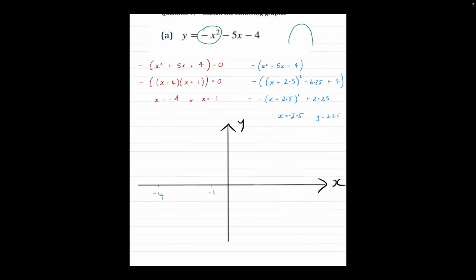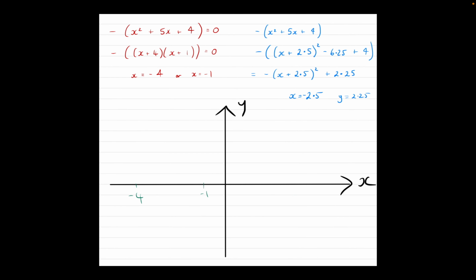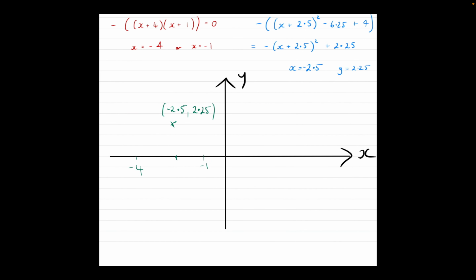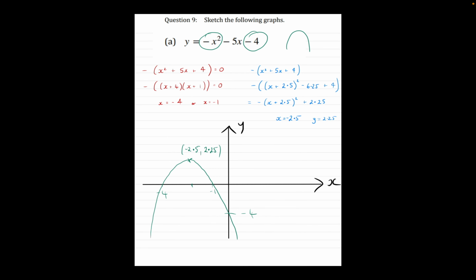So if I go and plot that value now, minus 2.5 for x, so roughly here, and then 2.25, so roughly there. Mark that then on your graph, minus 2.5, comma, 2.25. We know it's going to go through the y-axis at minus 4, so my graph is going to look something like that.